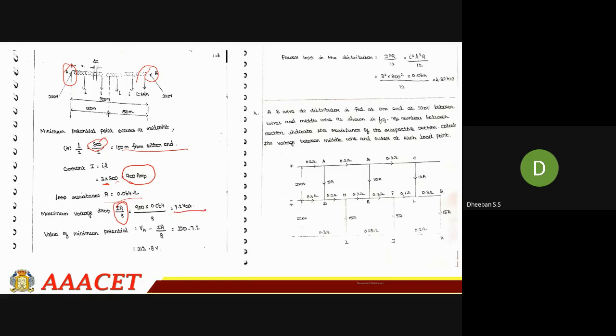For the minimum potential, you take any one of the feeding points, so that is 220 minus IR by 8. You'll be getting 212.8 volt. The power loss is I square R by 12. Substituting the value, you'll be getting 4.32 kilowatt as your power loss.